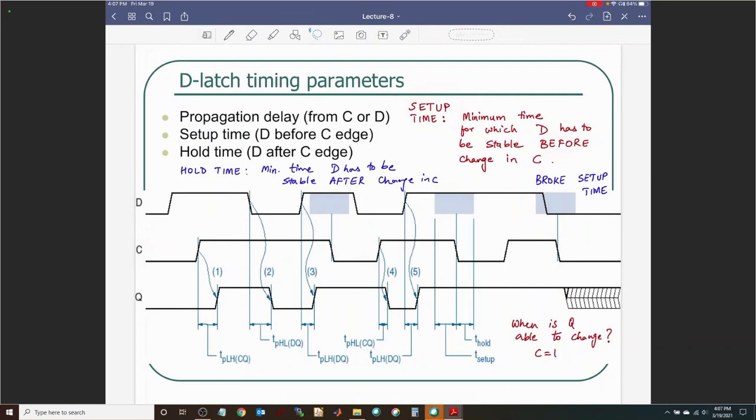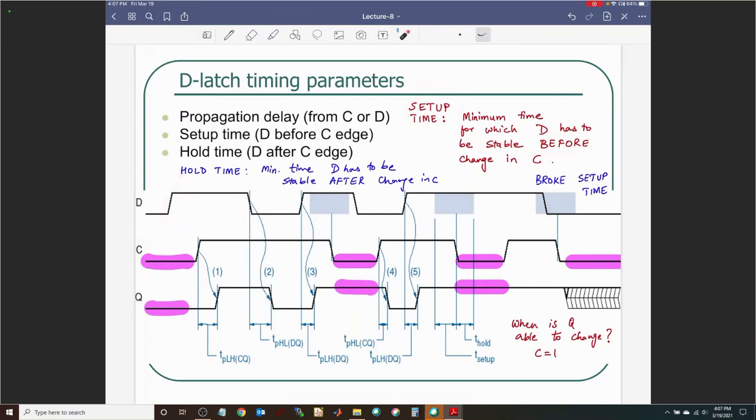When C is 1, that's the only time the output can change. It cannot change when C is zero. The output cannot change when C is zero. Here. Cannot change. You see? Not changing. Even if there is a change in D, it's not changing.